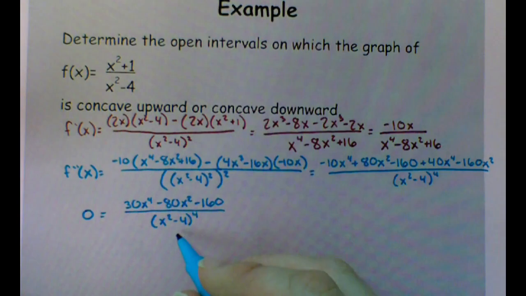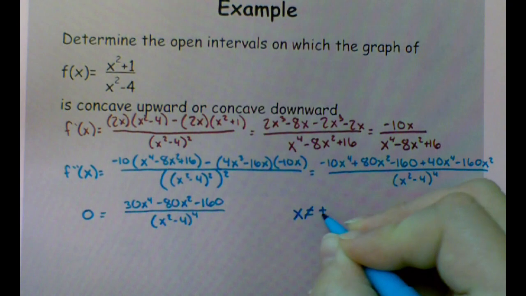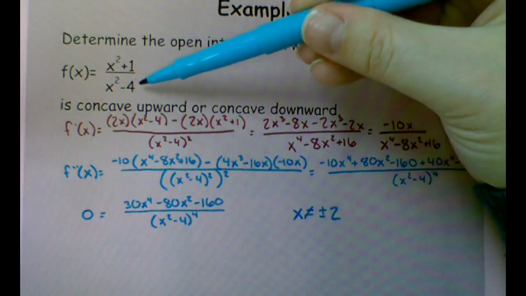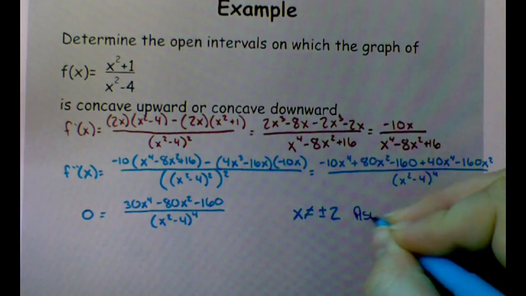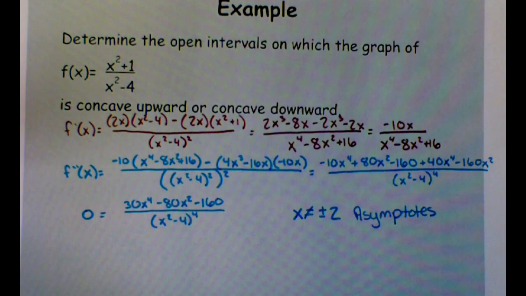This time I do have numbers that x cannot equal, where the derivative doesn't exist. Those would be x can't equal positive or negative 2. And if I look back at my original function, those are actually asymptotes of the graph. So I'm just going to write that down. Those are asymptotes because the function's not continuous there.